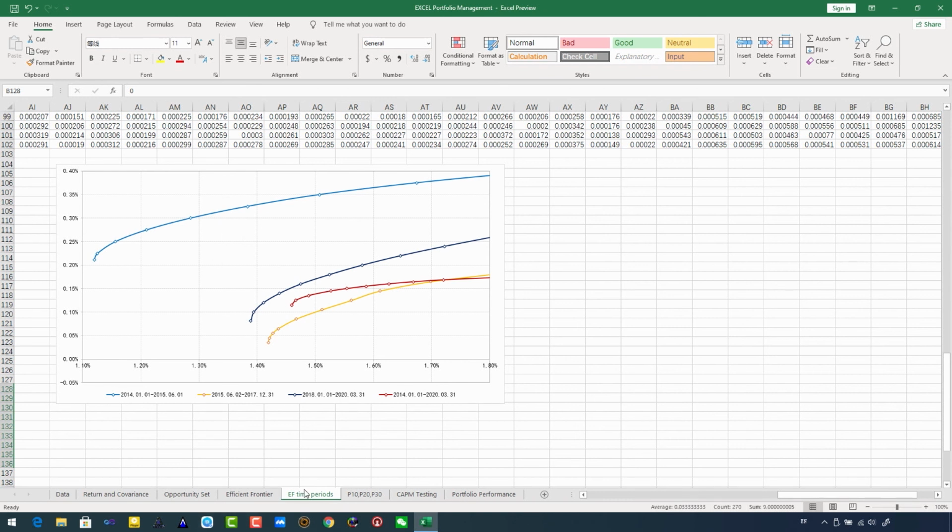So that's the spreadsheet for the efficient frontier for different time periods. I will show you the idea.